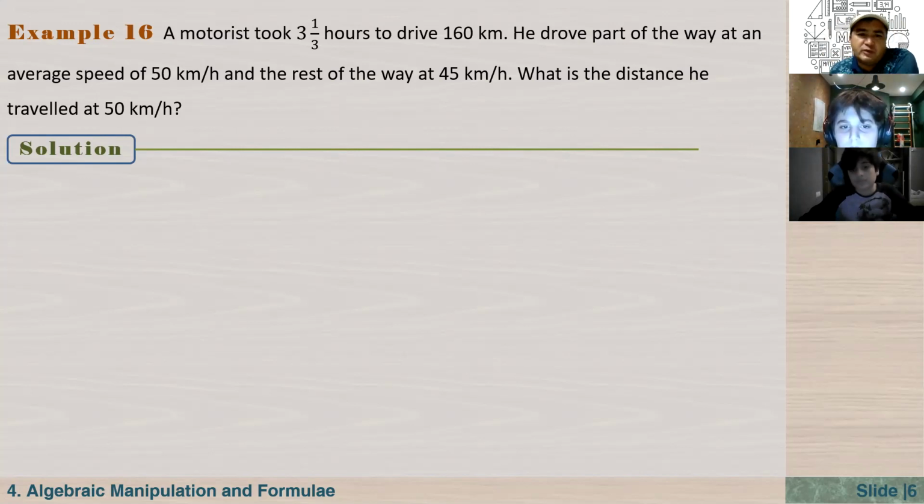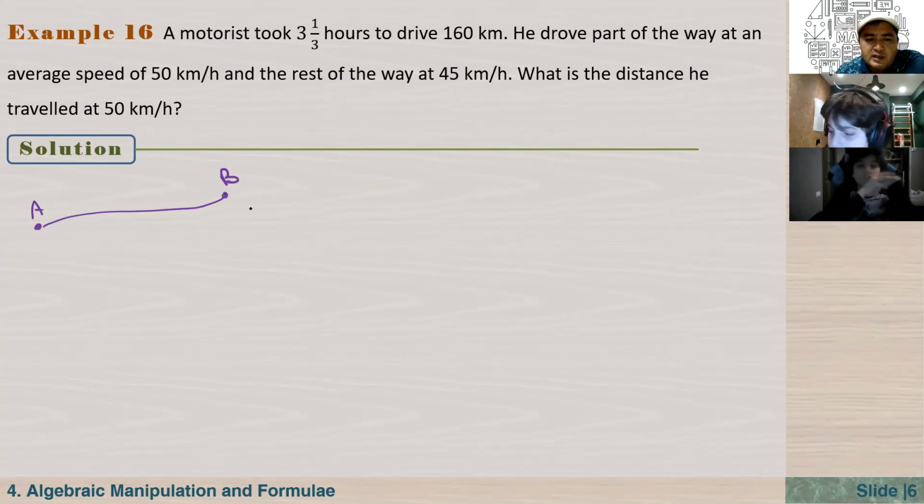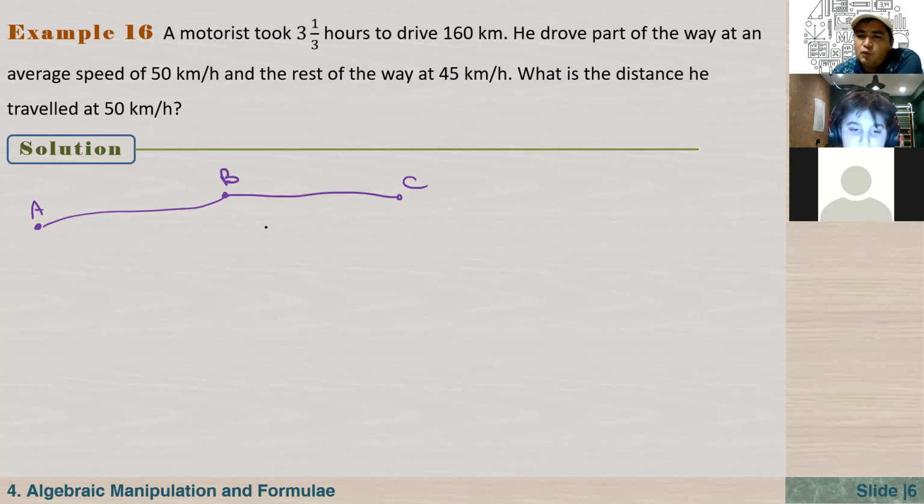A motorist took 3 and 1/3 hours to drive 160 kilometers, right? So he drove part of the way at an average speed of 50 kilometers per hour and the rest of the way at 45 kilometers per hour. So let's say the total journey is he's traveling from point A to some point B, right? And after from point B to some point C. So the total distance is 160. Now let's say from A to B, if the distance is D, that we are going to find this, all right? And Jasmine, the question is for you. Can you just tell me the distance between B and C? What is the distance between B and C?